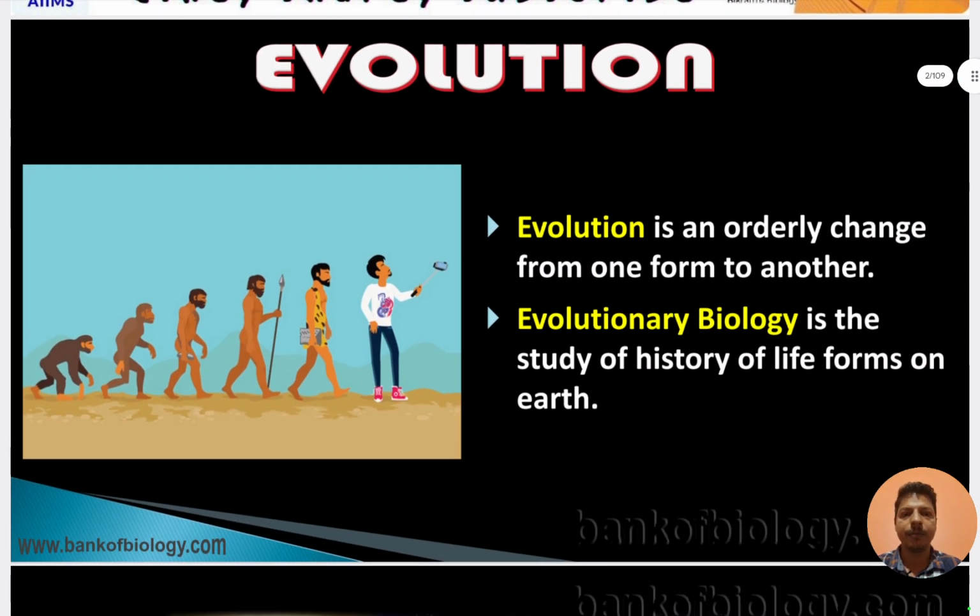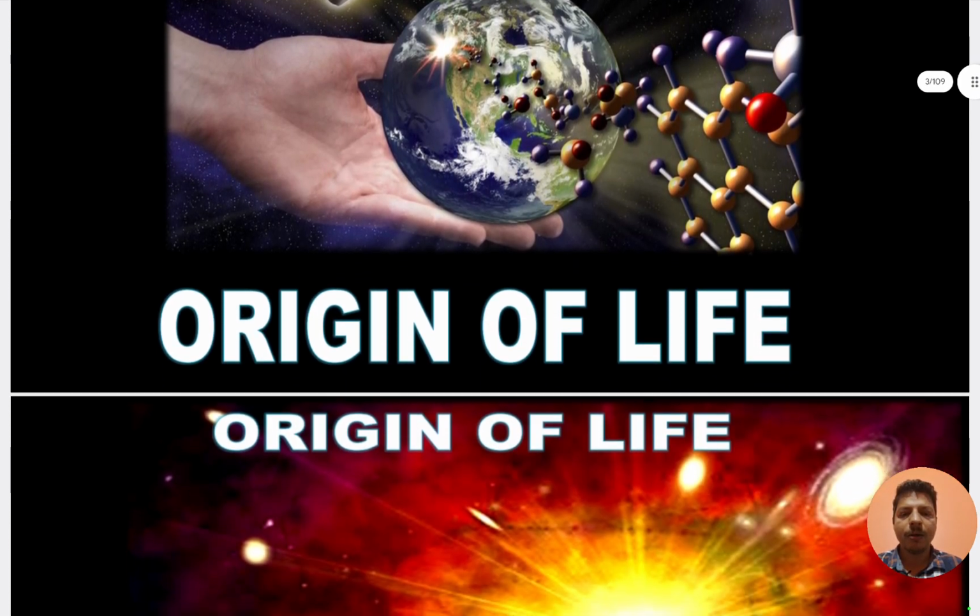First of all, evolution. Evolution is an orderly change from one form to another. As you can see in this diagram, evolutionary biology is the study of history of life forms on the earth. Origin of life. Coming to origin of life, the Big Bang theory.